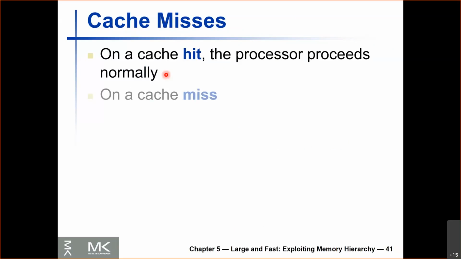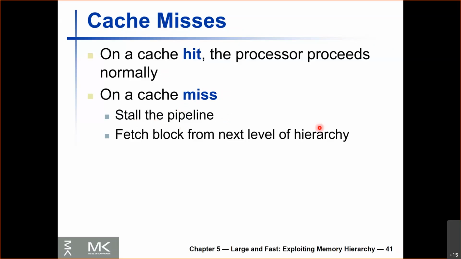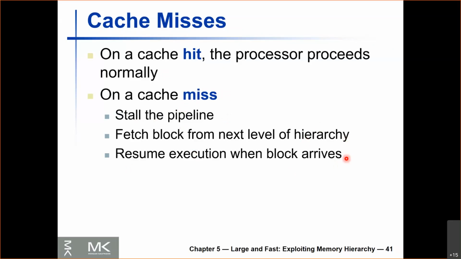But if we have a cache miss, that means we need to go to the next level in the memory to fetch the data, and that is going to take time. So in this case, we're going to have to stall the pipeline, and we're just going to have to sit there and wait and wait and wait until the data arrives. We're going to fetch the block from the next level of the hierarchy, and we're going to resume the execution when the block arrives.